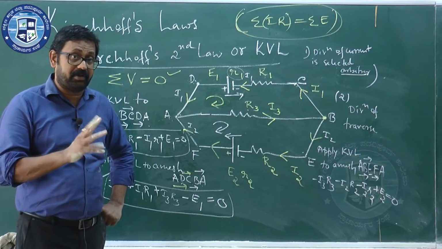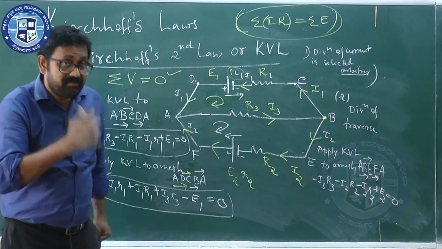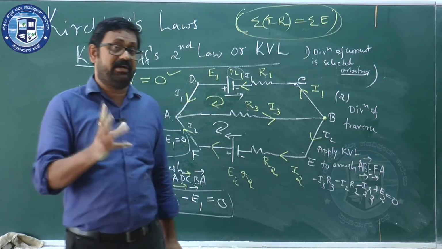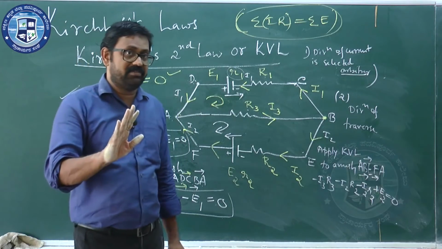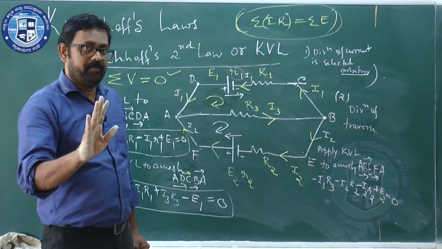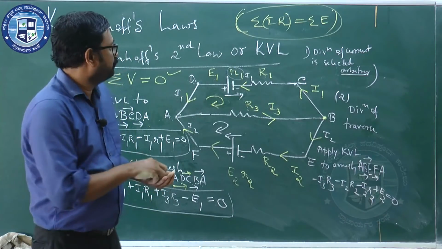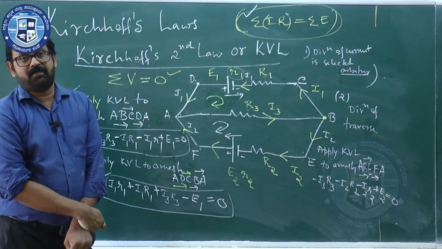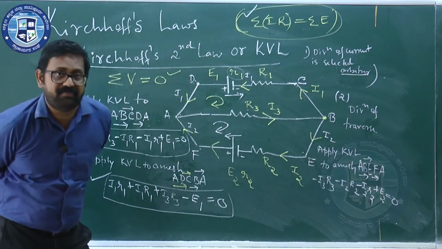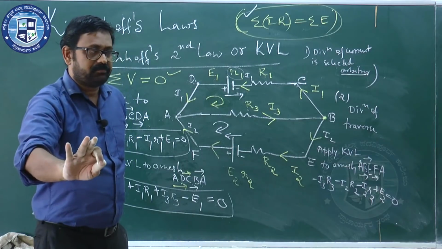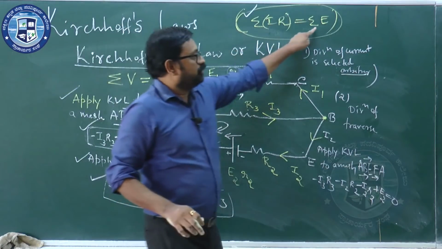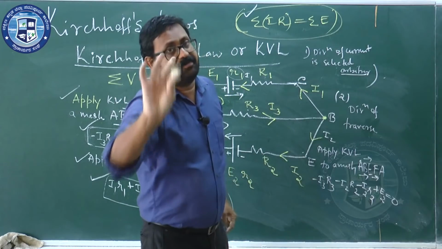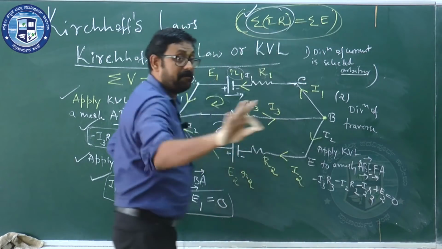Writing everything, the product of IR and EMF are on the same side. That is the sign convention you follow. Just for your knowledge, suppose you are going for this particular statement, the algebraic sum of IR is equal to the algebraic sum of EMF. Just for your knowledge, you have to reverse the sign convention which I gave for EMF. Summation of IR is the same method.